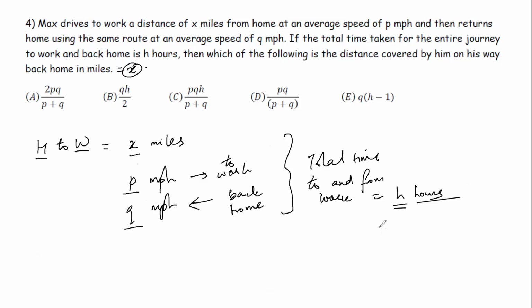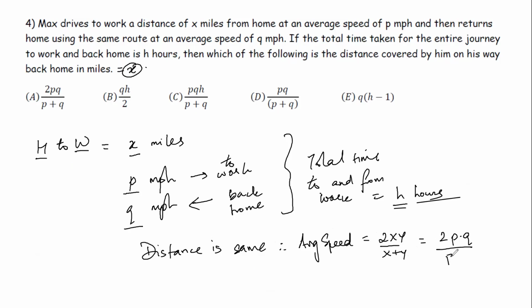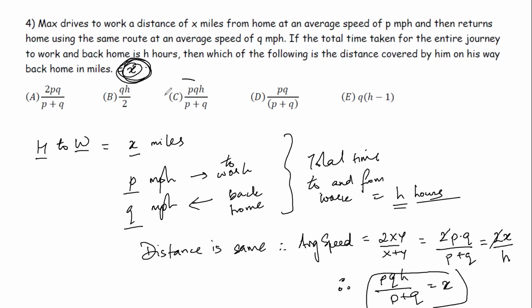So we simply apply the fact that distance is the same. Therefore, average speed is what? Total distance over total time. When the distance is the same, it is 2xy upon (x plus y), which in this case is 2pq upon (p plus q). And that is nothing but total distance, 2x, upon total time h. Are you with me? What we need to find out is the distance x. So 2 and 2 cancel. Therefore, pqh upon (p plus q) is equal to x. And x is what we need to find out. So C is the answer.